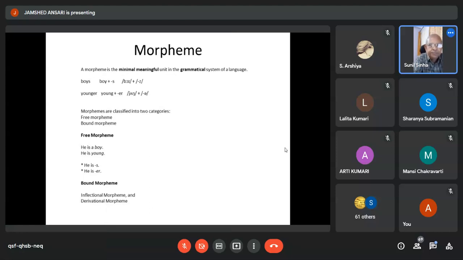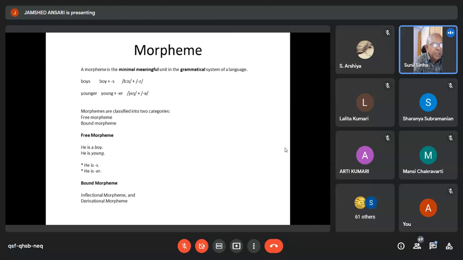Now, so that is the grammatical system. Or placing the words to get a sentence, putting two or three words together to get a sentence.